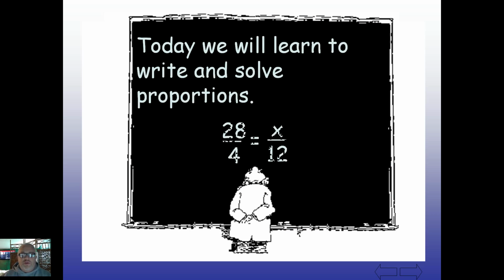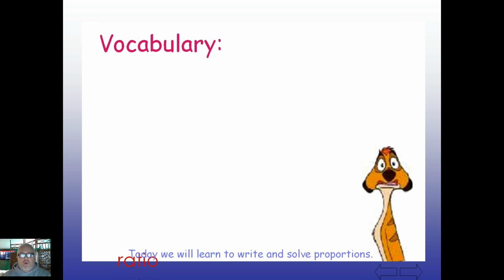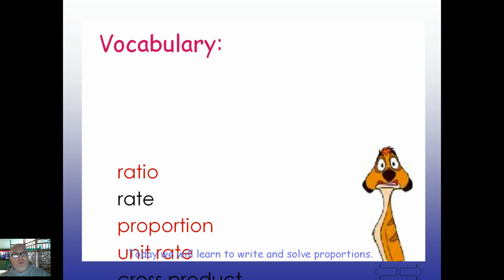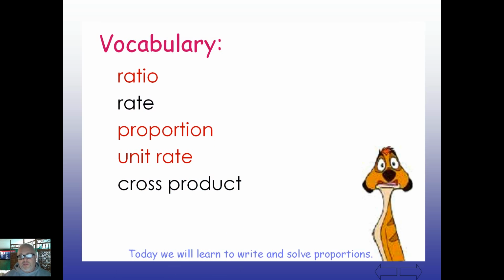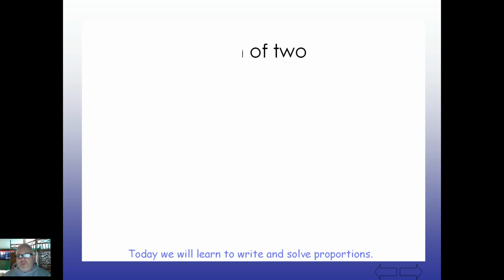Alright, today we will learn to write and solve proportions, just like what you see there on our screen. Alright, so vocabulary today is going to be focusing on ratio, proportion, and unit rate.